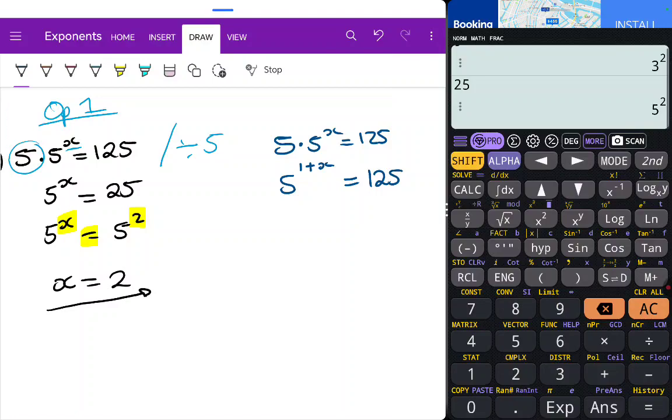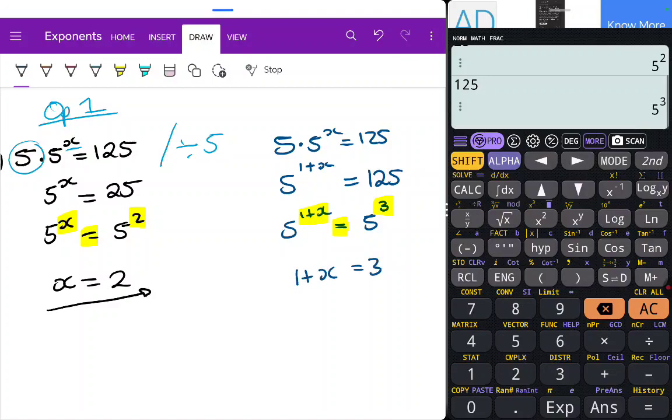That's awesome. Now we're going to do same base. And we're going to say, okay, 5^(1 plus x) is equal to 125, which is 5 to the power of 3. Now that we have the same base, we keep our exponents. Now I have 1 plus x equals 3. And to get x alone, I do the opposite of plus 1. I say minus 1 on both sides. x is equal to 2. Both of them are correct.